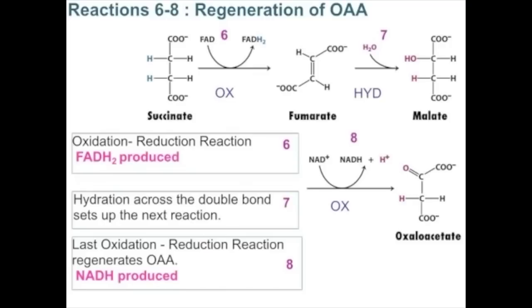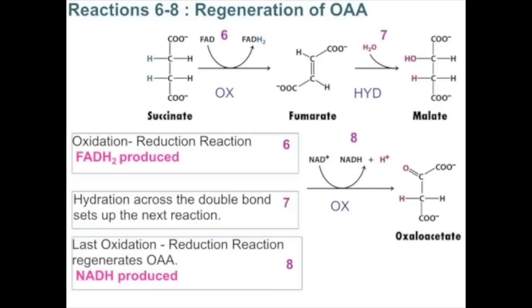In reactions 6 through 8, we're going to oxidize the 4-carbon molecule succinate and end up with oxaloacetate through a series of 3 reactions. The first one is an oxidation-reduction reaction, in which FAD is used as an electron carrier. The second step, reaction number 7, is a stereospecific hydration across the double bond to yield malate. And the last step, reaction number 8, is another oxidation. We're going to use NAD+ as the electron carrier. And so what we have here is an oxidation, hydration, oxidation. And this is the best way to get as much energy out of this 4-carbon molecule as we can.